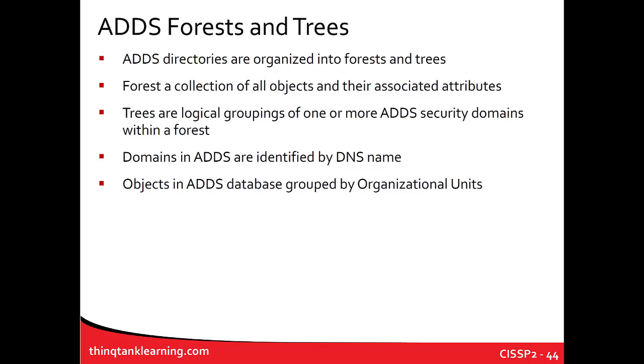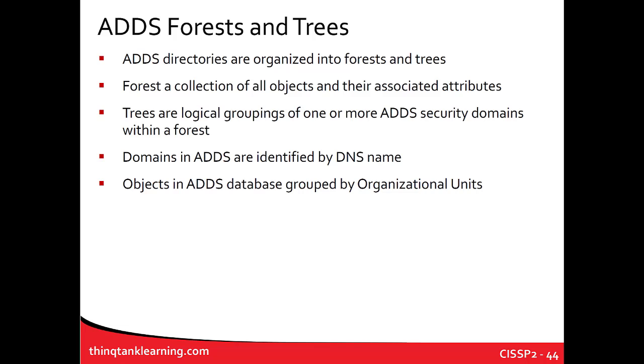Think of a forest as the trust boundary. That's your top level container in ADDS. And like I said, it includes all users, groups, computers, all the attributes, the schema, the configuration, and more importantly, your global catalog. It is what we use to define our security boundary. In other words, forests don't inherently trust each other. If you want one forest to trust another forest, you have to configure that trust explicitly.